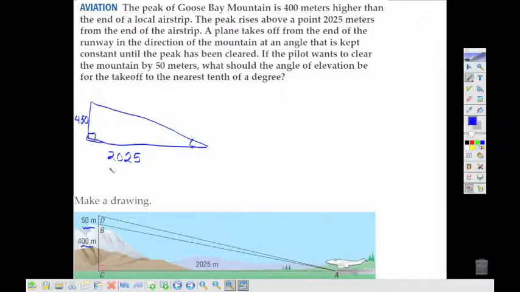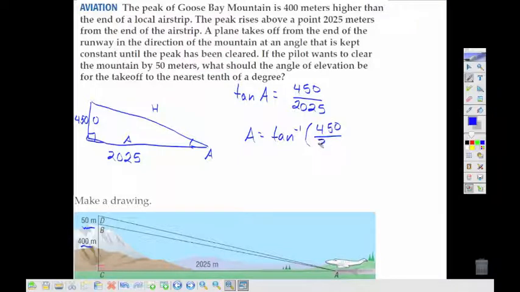And they want to know what angle is needed by this airplane here in order to clear that mountain. So looking at this angle here, this at A, this would be our hypotenuse, our opposite, and adjacent sides, so we want to use the tangent here. We could just put that into our calculator then, and that would give us about 22.66. They ask us to the nearest tenth of a degree, so it would be 22.7 degrees.